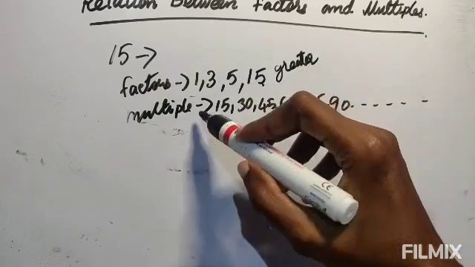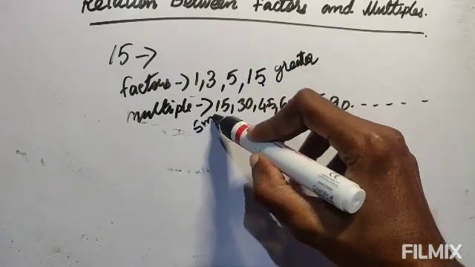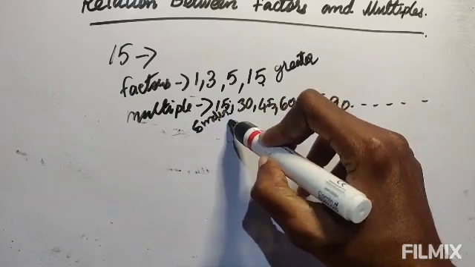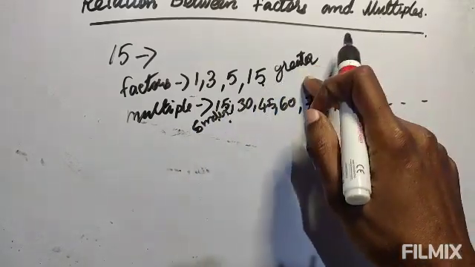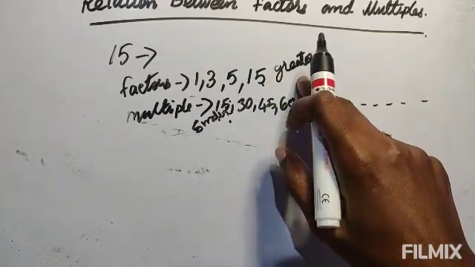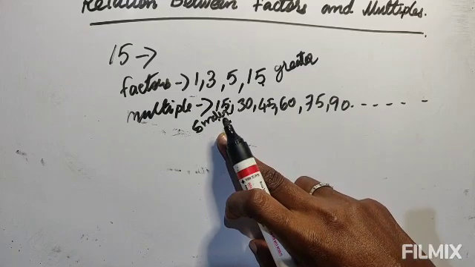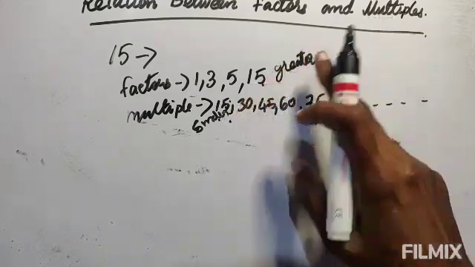But in multiples, the smallest multiple is the number itself. So the greatest factor of a number is the number itself, and the smallest multiple is the number itself. I think you understand.